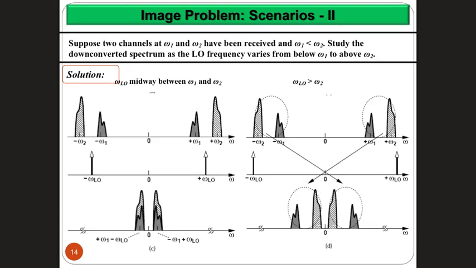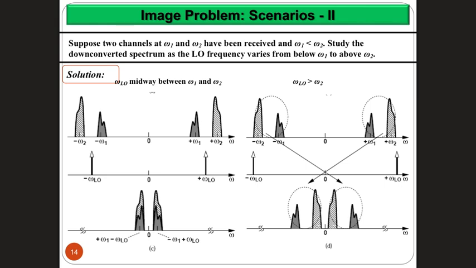Now let's look at the third possibility. The third possibility is the worst case scenario, that the local oscillator is exactly in the center between both of them. And in this case, the two signals are going to overlap over each other, right? And the lower one is going to be flipped, the upper one is going to stay as is.